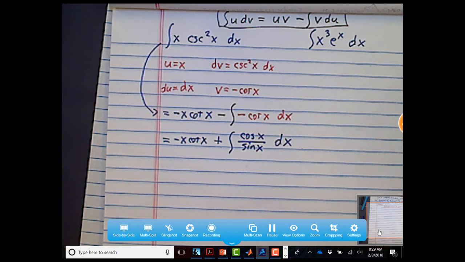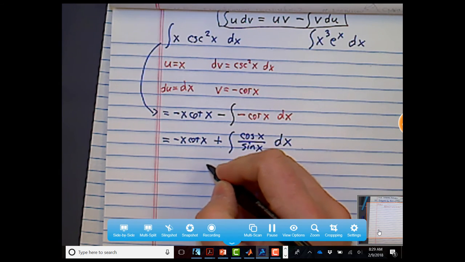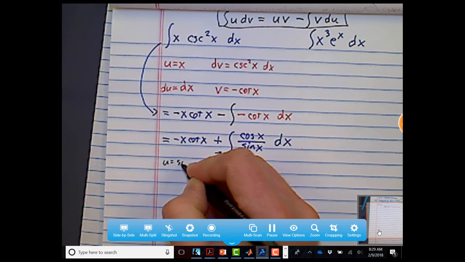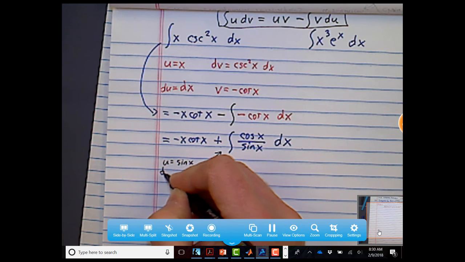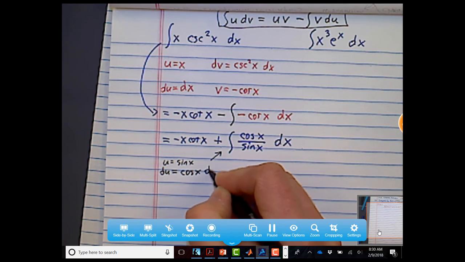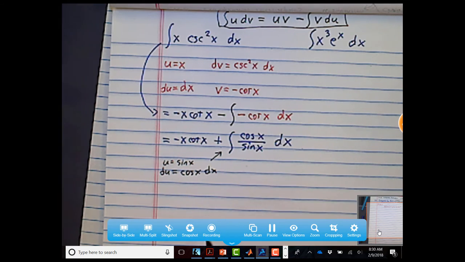I have to go over 8.1 a little more, I see. There's a substitution we can do. u equals sine of x, let's try that. So if we let u equals sine of x, then what does du equal? Well, isn't that convenient? Cosine of x dx. It's sitting right there, right?